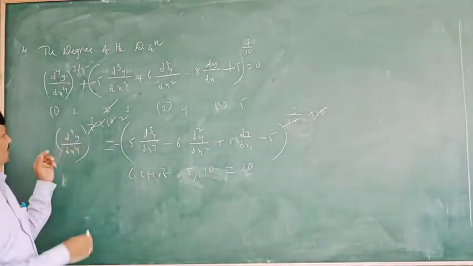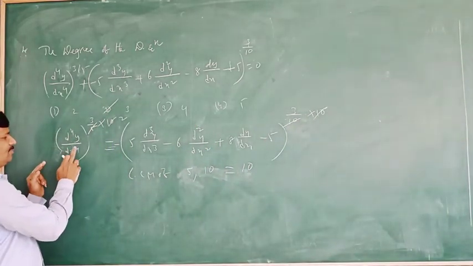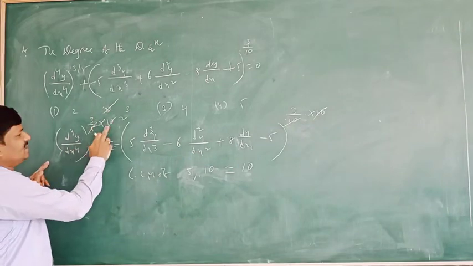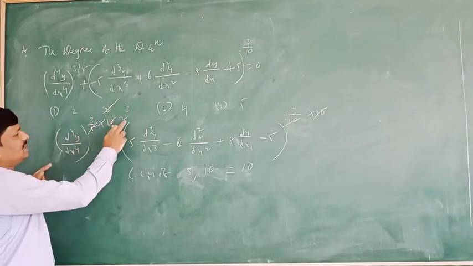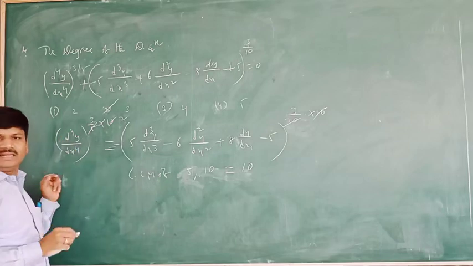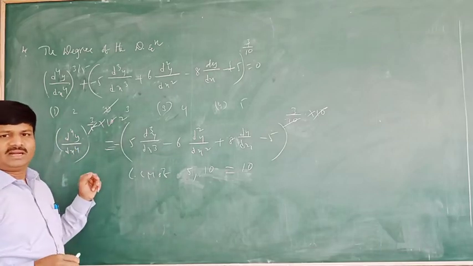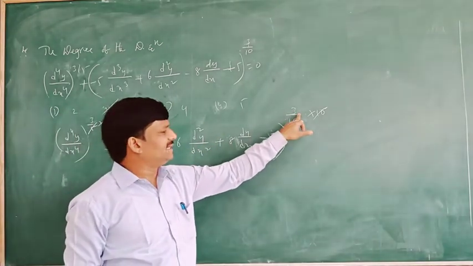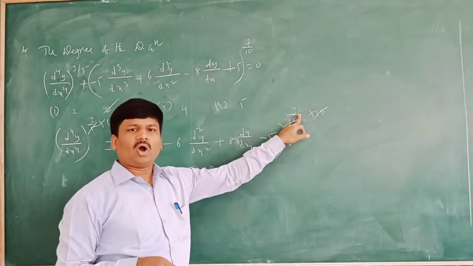Right? So then it will be converted as (d power 4 y by dx power 4) whole power 3. Here 3 by 5, 2 times cancel means 3 to the 6 we will get. The power you get here is 6. And here you get 3 only, power 3. Now we have to find the order and degree.